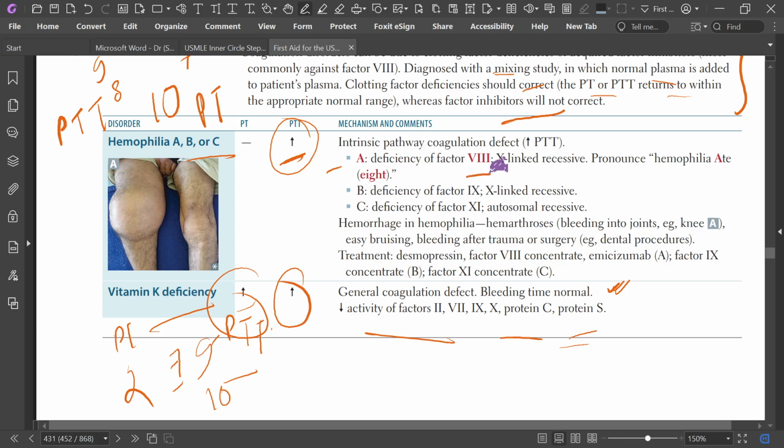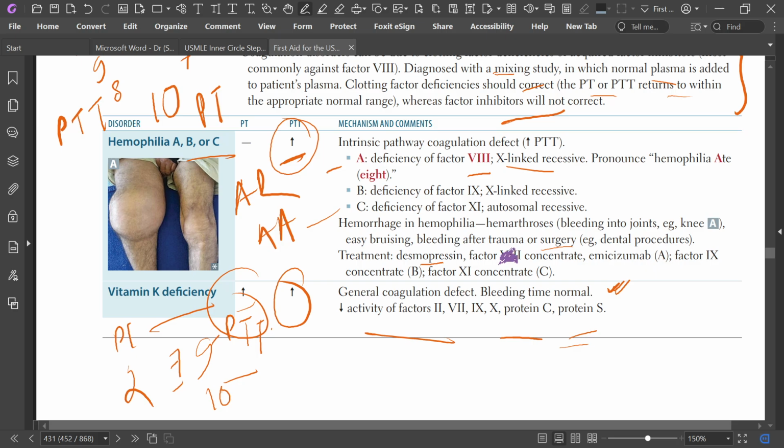A is for factor 8, B is for factor 9, C is for factor 11. Hemophilia C is autosomal recessive, and A and B are X-linked recessive. In hemophilia, we find major bleeding into the joints such as the knee, easy bruising, and bleeding after trauma, surgery, or dental procedure.